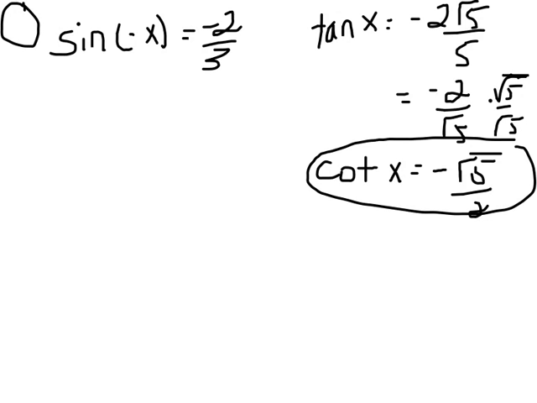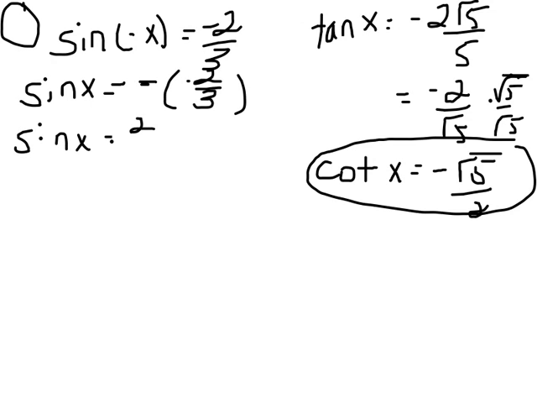So if I got sine of negative x, this is an odd function, it just means we take the negative of that number to get the sine of the real x, not the negative x, if that makes sense. So sine of x is really 2/3. If I flip that, I'm going to get 3/2. What function would that be? Cosecant.